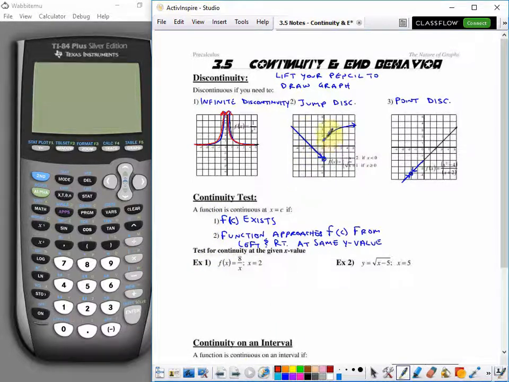This one passed the first test because f of 0 exists, but as it approaches 0, it does so at different y values. So it fails the second test. So it is not continuous. The third one failed the first test because f of -2 does not exist. It does pass the second test because it approaches from both sides at the same y value. But all three of them failed one test, so they are discontinuous functions.